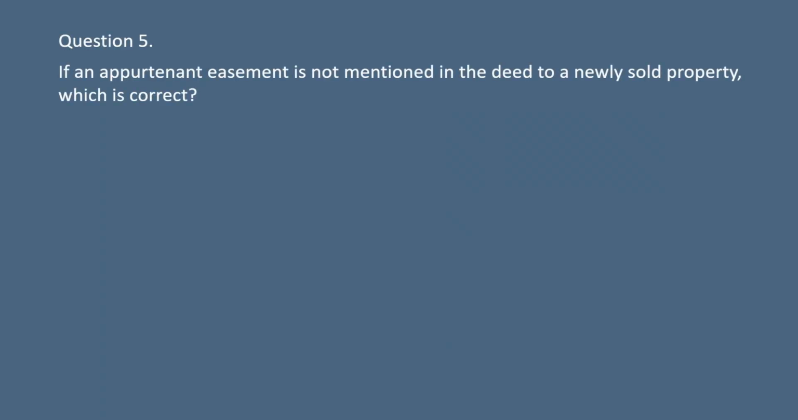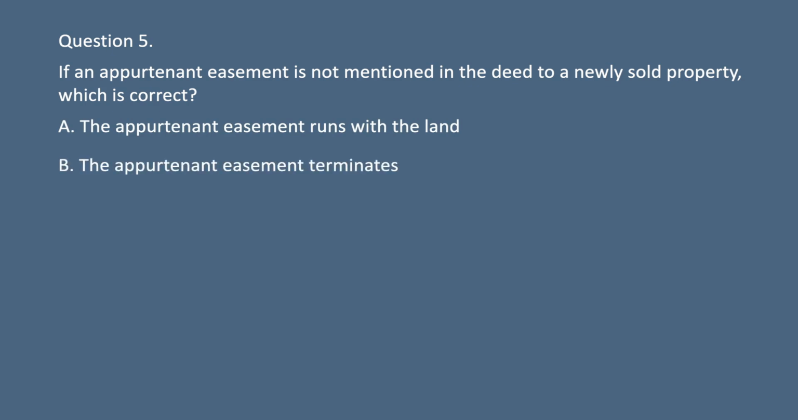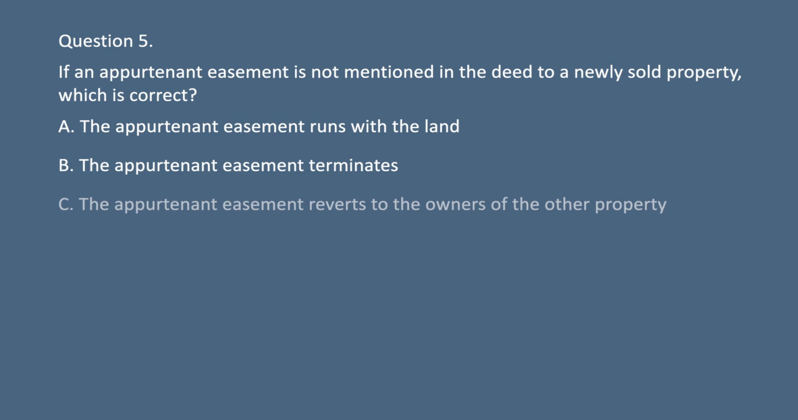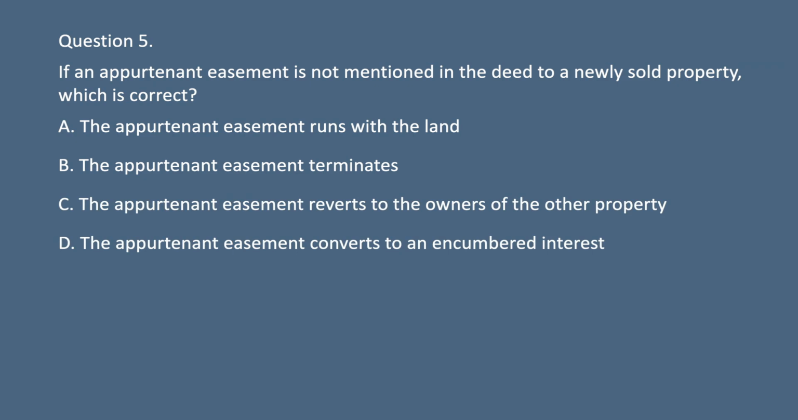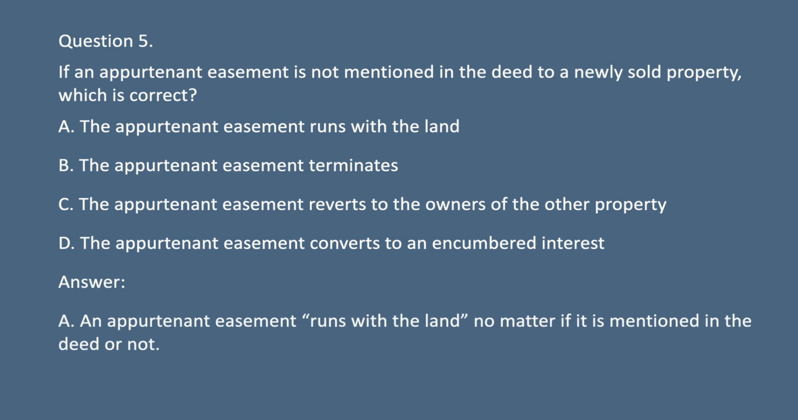Question 5. If an appurtenant easement is not mentioned in the deed to a newly sold property, which is correct? A. The appurtenant easement runs with the land. B. The appurtenant easement terminates. C. The appurtenant easement reverts to the owners of the other property. D. The appurtenant easement converts to an encumbered interest. Answer: A. An appurtenant easement runs with the land no matter if it is mentioned in the deed or not.